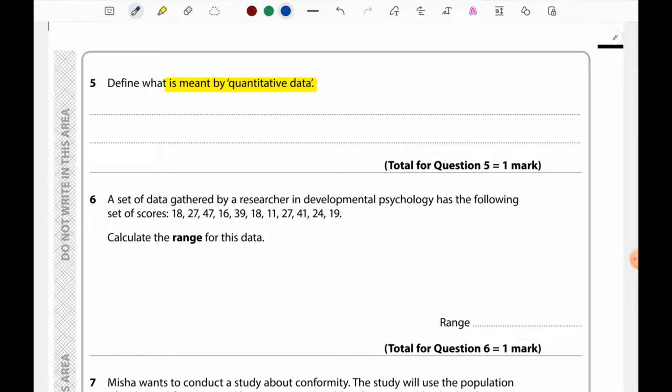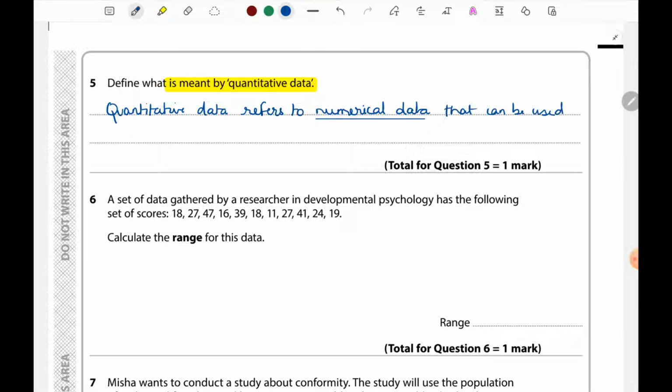Quantitative data, we know it's the one which is in numbers, so it's numerical data. So we can write quantitative data. Either we can write it as data in numbers, or we can say it refers to numerical data that can be used for statistical analysis.